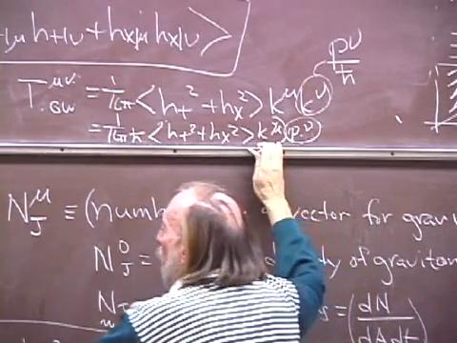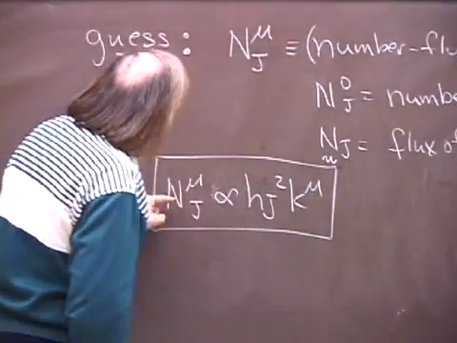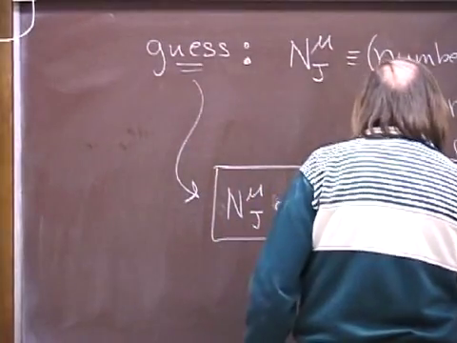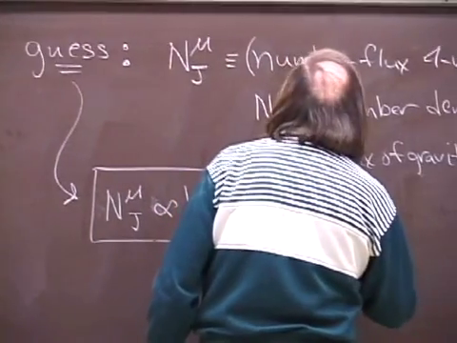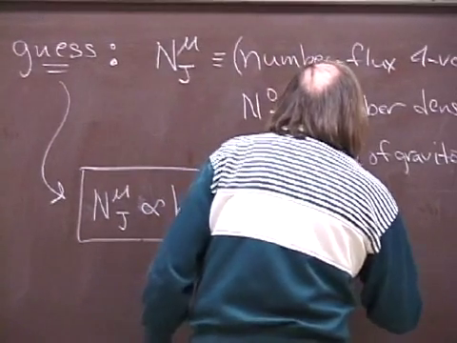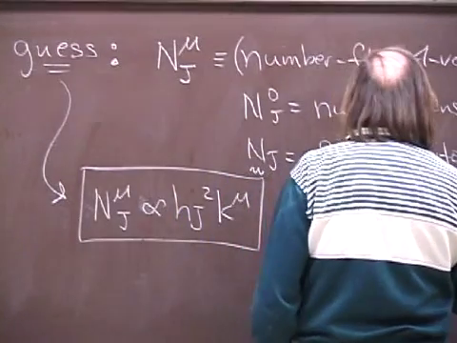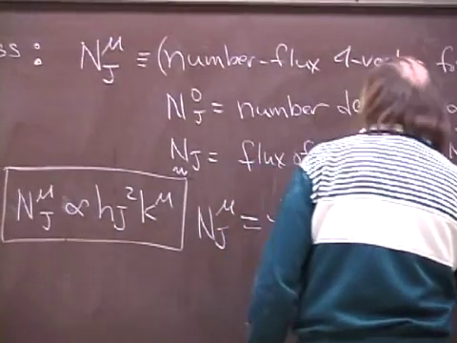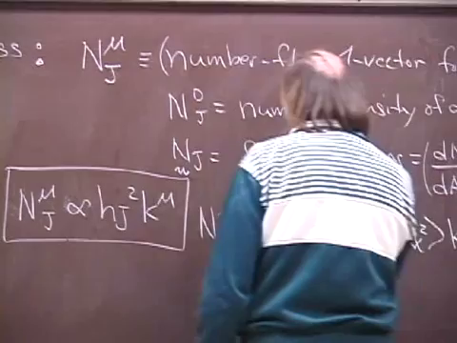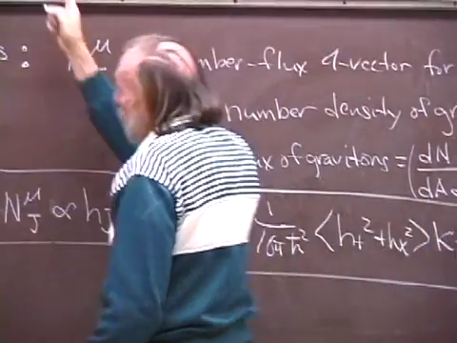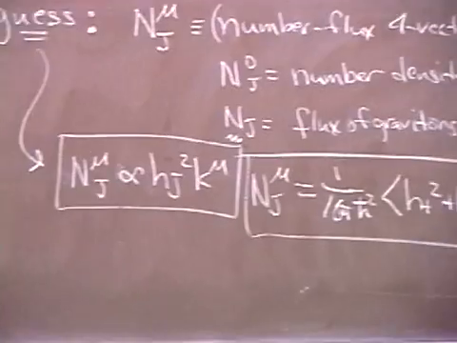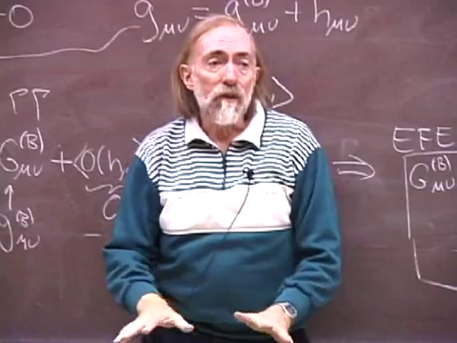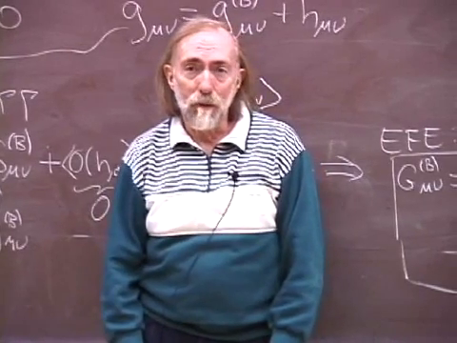And so down here, where I argued that the number flux vector for gravitons should look like this, the correct statement is the number flux vector for gravitons is equal to 1 over 16 pi h bar squared times the average over a wavelength of h plus squared plus h cross squared times k mu. So that's the correct statement that comes from applying geometric optics to this Isaacson stress energy tensor. Okay. I'll give you some exercises to work with this so you feel a little more comfortable.